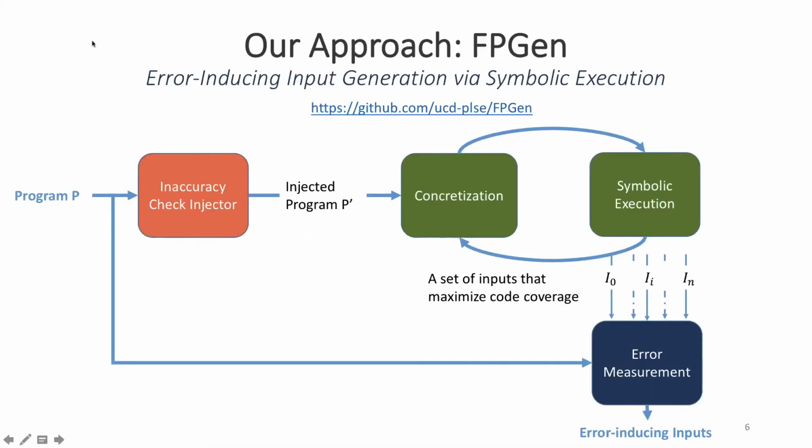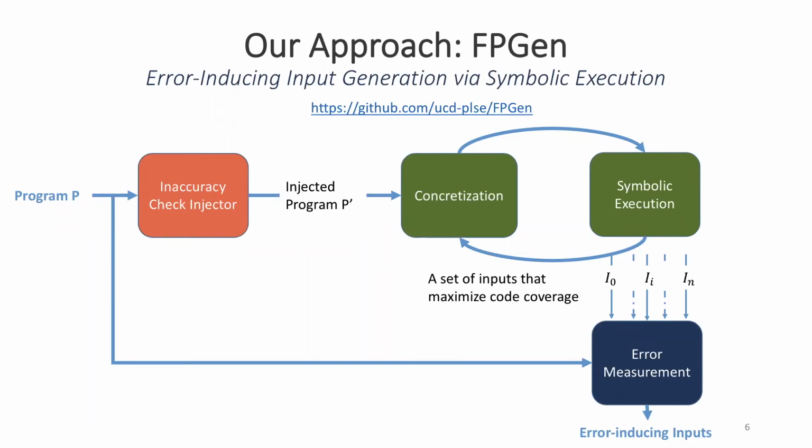We designed and implemented the tool FPGen. It's an error-inducing input generator that uses symbolic execution. There are 3 main modules in FPGen. Each module is represented by a color. The first module is the accuracy check injector. It injects inaccuracy checks into the program P to detect precision loss and cancellations.